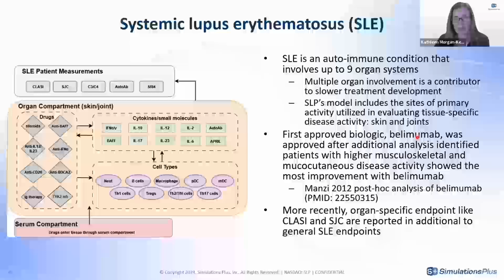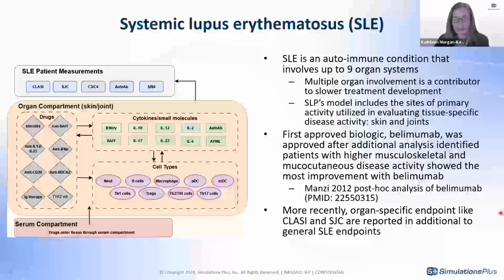This multiple organ involvement is a contributing factor to the slower treatment development that SLE has encountered versus other autoimmune conditions. Simulations Plus's SLE model includes the sites of primary activity utilized for evaluating tissue-specific disease activity in the skin and joints. This is because when the first biologic, belimumab, was approved, post-hoc analysis identified that patients with higher musculoskeletal and mucocutaneous disease activity showed better response to belimumab.